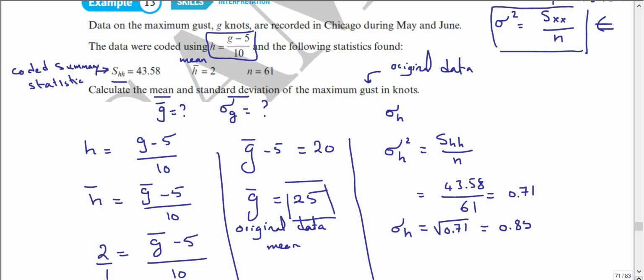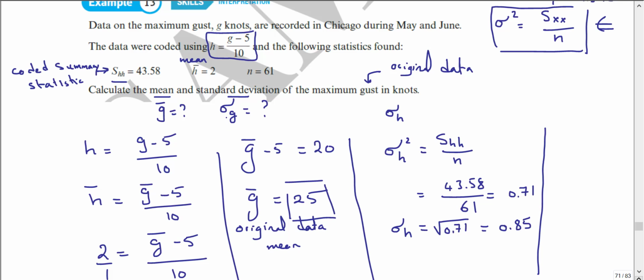0.845, so just 0.85. Very good. After you have found this, this is not the one we are looking for, but we had to find it first. Then you find sigma g.